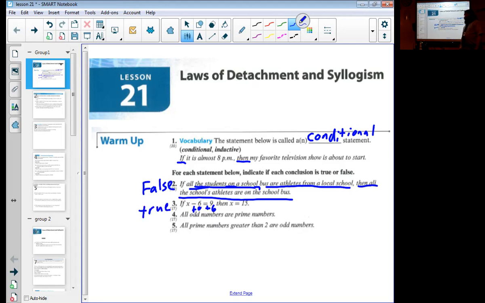Four, all odd numbers are prime numbers. So here we have, if it is an odd number, then it is a prime number. 9 is an odd number, but 9 is not a prime number. So our if is true and our then is false. Therefore, this statement is false.